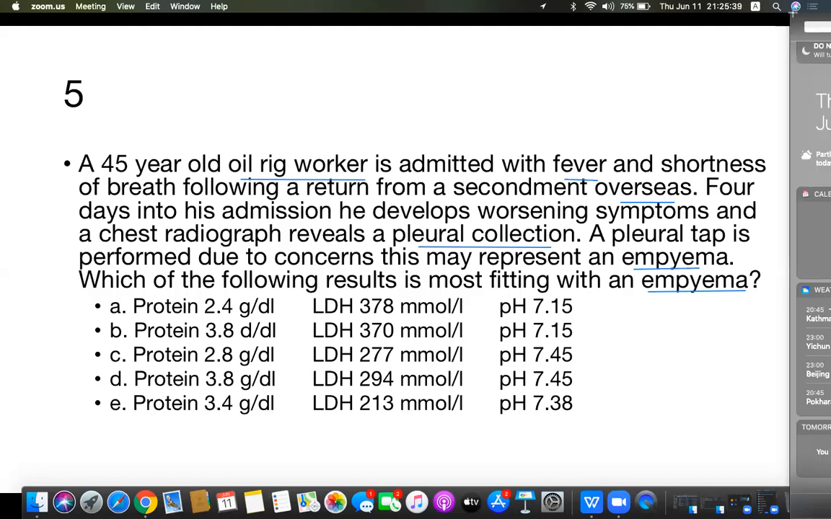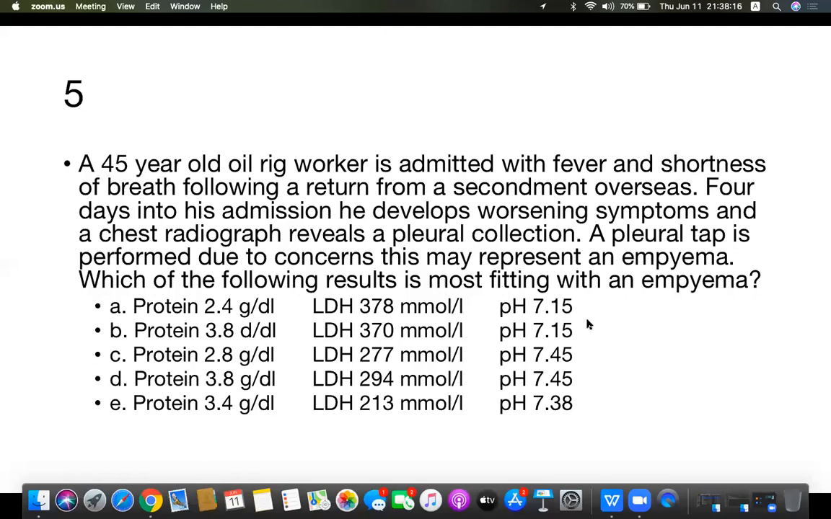Option B. So we are talking about this case number 5. They have already given the diagnosis, that is empyema, but we need to choose the correct option. Out of these, which investigation fits the diagnosis of empyema? And the answer is B. The protein is high here, in gram per deciliter. LDH 370. It should be more than 200 for the exudative confirmation, and pH is also very low, 7.15. Now, if I take any other combination, all those three things will not match there.